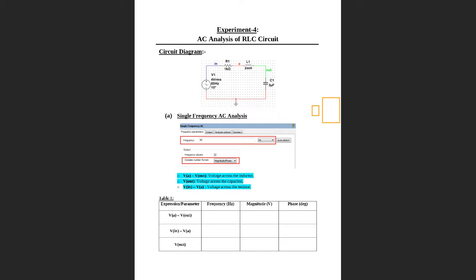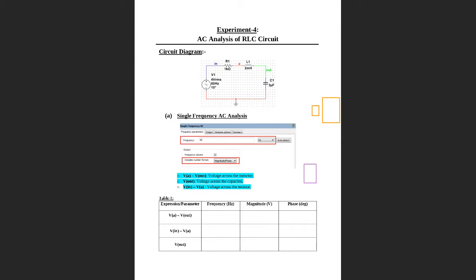Understand? Similarly, for the capacitor, what are the two connections? One connection is for the output and another connection is for the ground, right? So what will be the voltage of capacitor? Voltage of capacitor will be output minus ground, that is, minus 0. So it will be voltage of output.